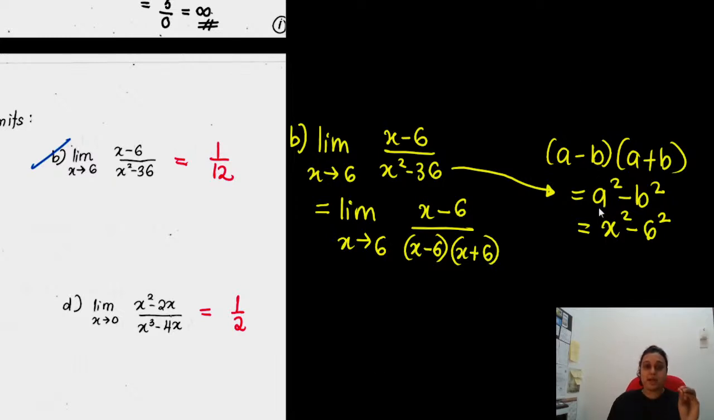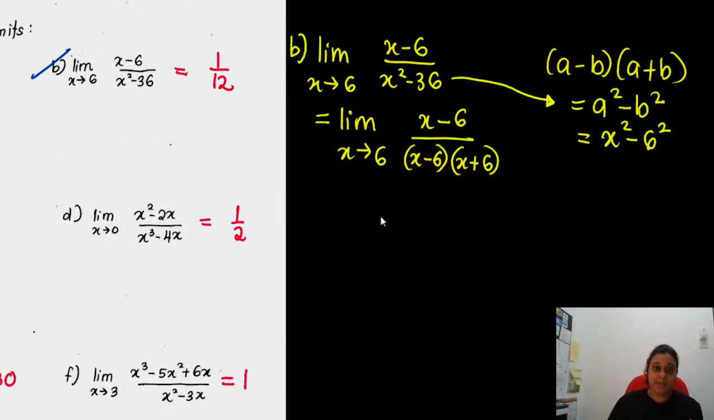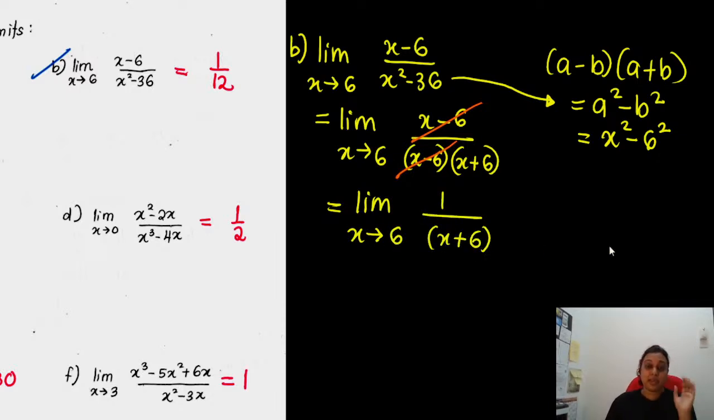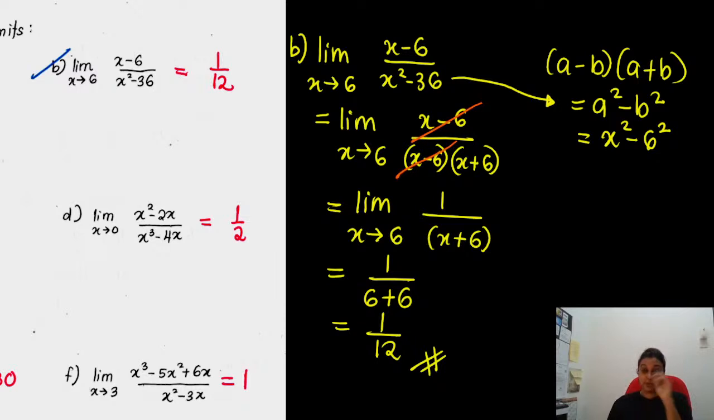Always remember this, it will really help you for your SPM. You have to keep this in mind to use the concept. From here, anything can be simplified. Yes, x minus 6 can cancel off. So you are left with the limit as x approaches 6 of 1 over x plus 6. Now substitute the 6 inside, so you get 1 over 6 plus 6, which is 1 over 12. So we got the limit already.